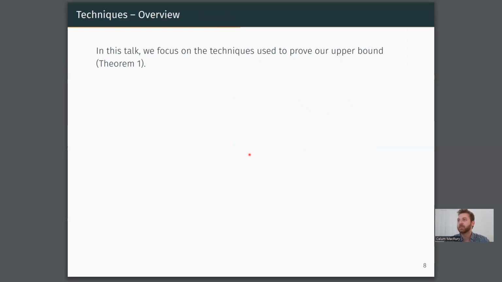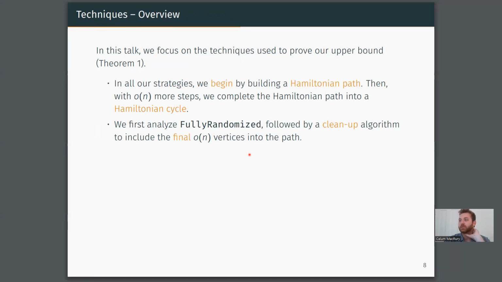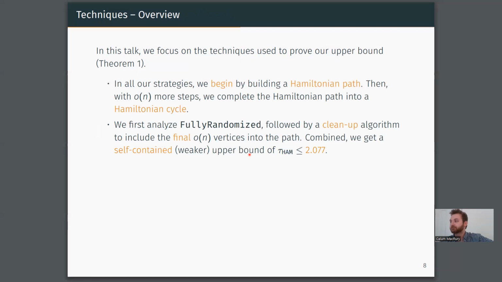Okay, so in this talk, I'm going to mainly focus on going over the techniques used to prove our upper bound, because I think they're more interesting. In all our strategies, we begin by building a Hamiltonian path. And then with little o of n extra steps, we complete the Hamiltonian path into a Hamiltonian cycle. Okay, so we're first going to analyze an algorithm called fully randomized. And afterwards, we follow up with a cleanup algorithm that includes the final little o of n vertices into the path. By combining both these procedures, we get a self-contained weaker upper bound of 2.077, so about 2.08.